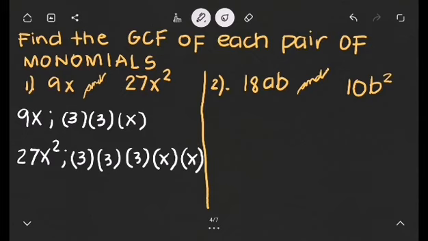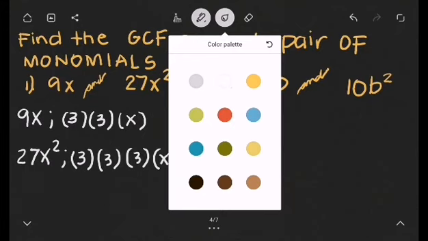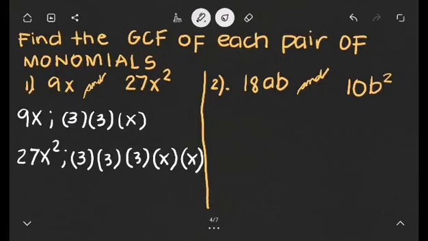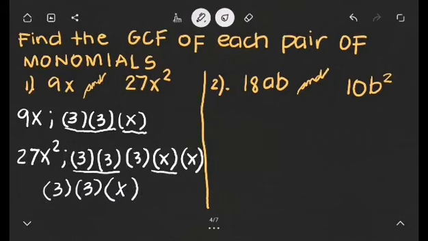So paano kinukuha yung GCF? Mula sa mga nakalista nating factors ng 9x at 27x squared, i-identify natin ano ba yung magkaparehas na meron sa 9x at 27x squared. Meron silang tigdalawang 3. So kukunin natin dito sa 27. Then meron din silang x sa 9x at kukunin natin yung isang x dito sa 27x squared. And then, ang ating magiging GCF ay kapag na-multiply natin yung 3, yung magkakaparehas nila, 3 and x. So ang GCF natin is 3 times 3 is 9 times x is 9x. So meaning, the GCF of 9x and 27x squared is 9x.